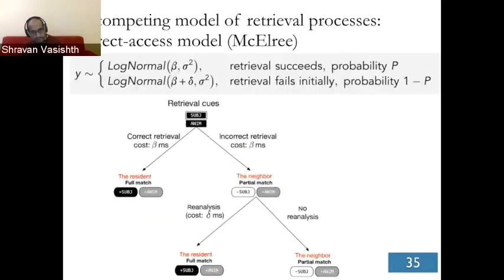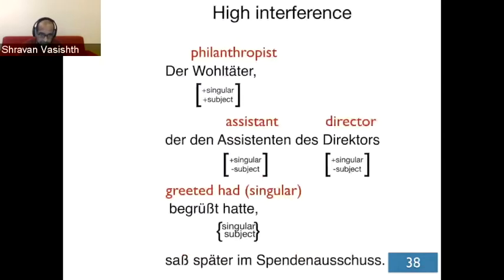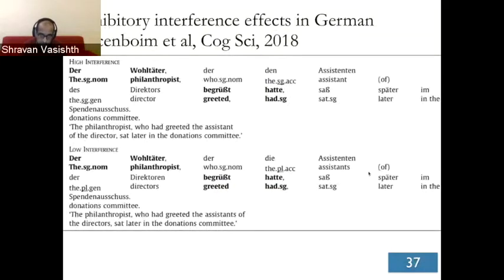Yeah, so here was the experiment that we set up to induce a fan effect in German. So what you have here is a singular nominative marked noun phrase, the subject of the sentence, philanthropist, and you've got a verb, had greeted. And the verb has singular marking as well. So the subject of this verb is going to have to be singular. Okay, so this dependency has to be created.